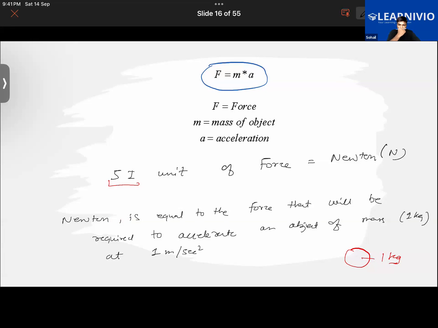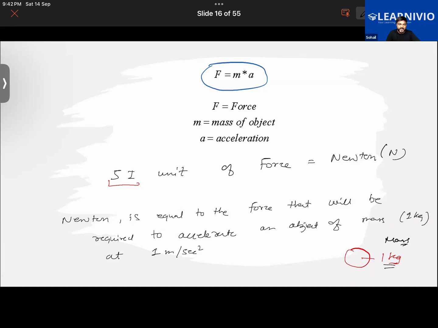Furthermore, I also defined the Newton, like why the Newton was taken as a unit of force. We learned that if you were provided with an object of mass 1 kilogram, and I were required to accelerate this object of 1 kilogram with an acceleration of 1 meter per second square, the force that I will require to make this object accelerate at 1 meter per second square will be called 1 Newton.